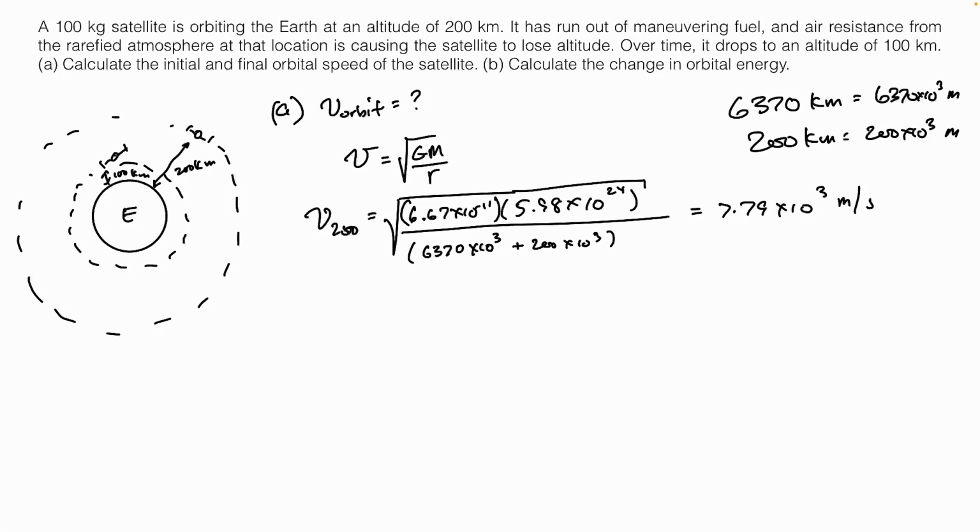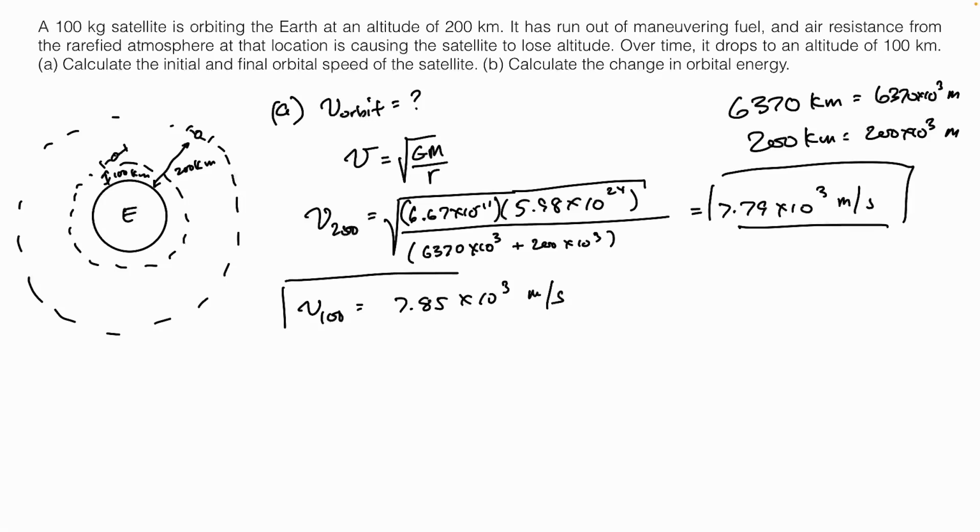That's a fast speed. And then for the 100, do the same calculation, but just make sure that the radius is different. I got 7.85 times 10 to the 3 meters per second. Indeed, this thing sped up, right? The atmospheric drag and friction dropped it into a lower orbit, and it sped up. Okay, and then now for part B, they want us to calculate the change in orbit.